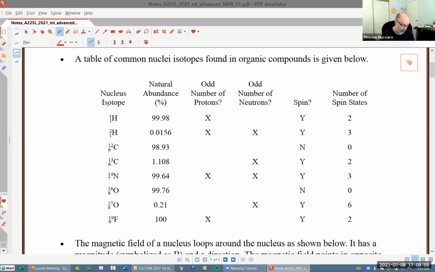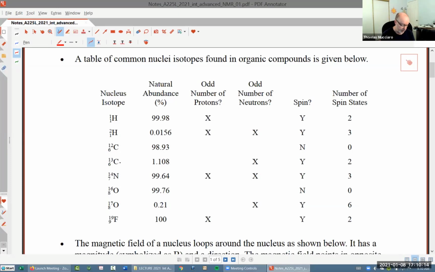The other thing I want to point out is that there are isotopes of these elements, of these nuclei, right? And isotopes have the same number of protons, but a different number of neutrons.